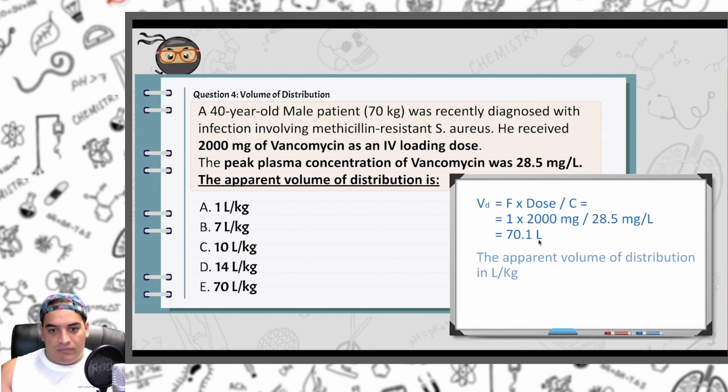But if we also take into consideration that the apparent volume of distribution is in liters per kilogram, what are we going to consider here? So then we actually have to take 70.1 liters and divide it by 70 kilograms. So if we take 70 divided by pretty much 70, what would that give us? That'll give us about 1 liter per kg. So our volume of distribution in this situation is about 1 liter per kg.